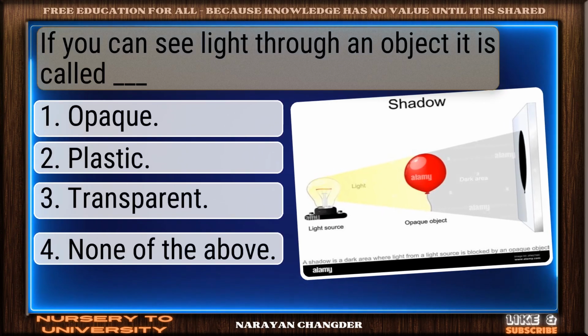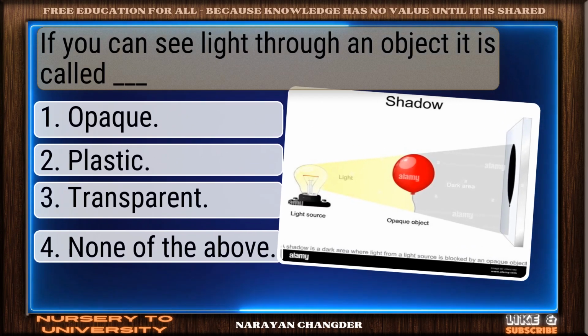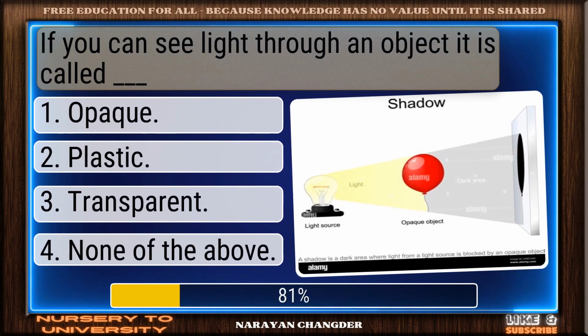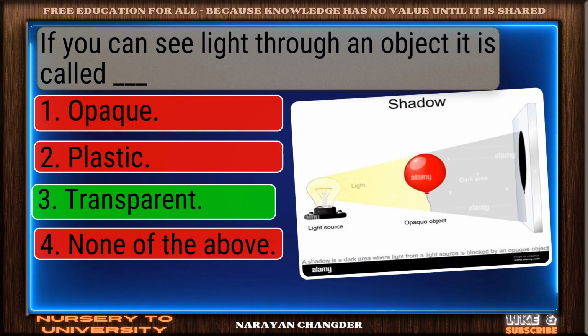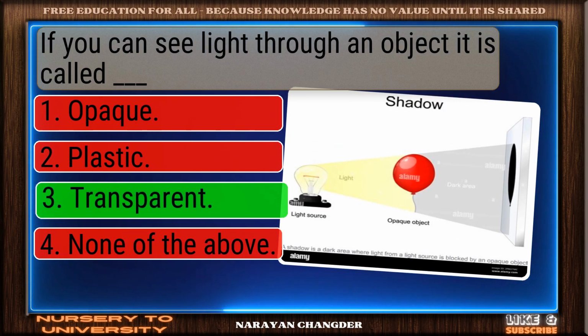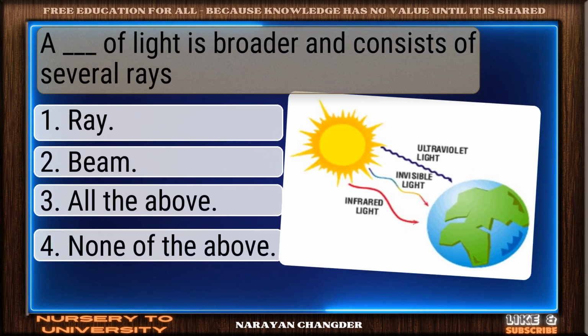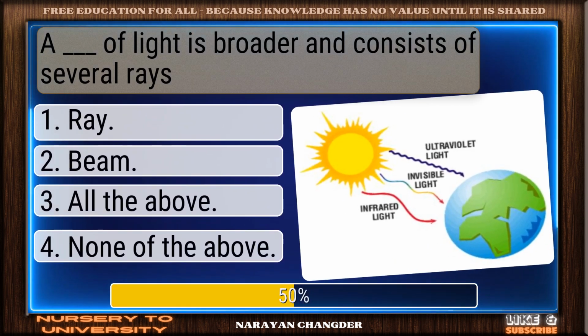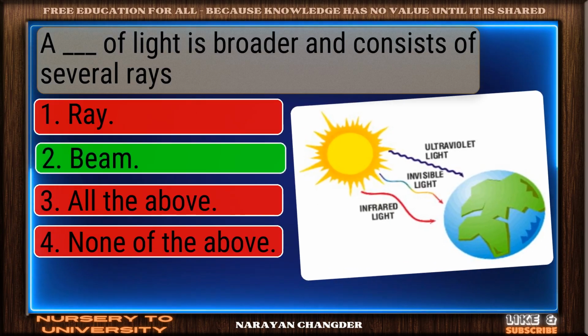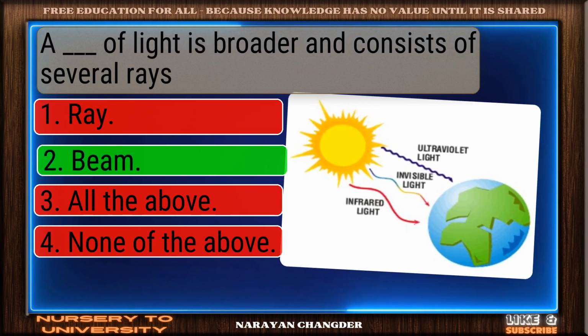If you can see light through an object, it is called dash. Exactly. Transparent makes sense, and it is right choice. A dash of light is broader and consists of several rays. Correct. Beam is the right answer.